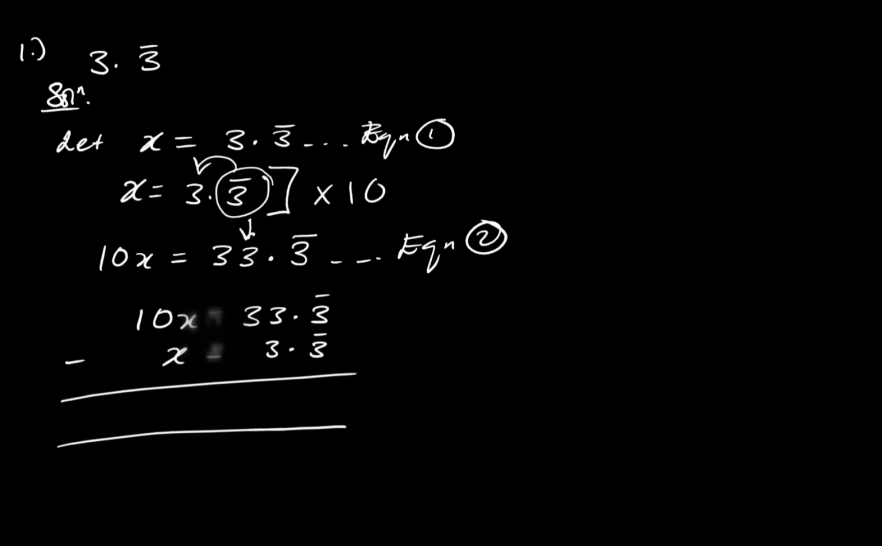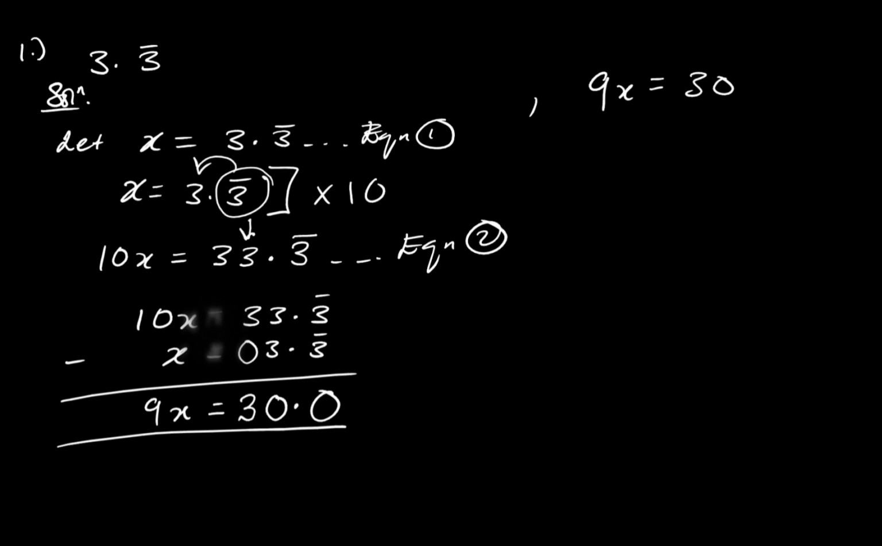So 10x minus x will give you 9x being equal to 3 bar minus 3 bar, this portion will give you 0. Then 33 minus 3 is 30. So you have 30.0. Now, once you have 9x being equal to 30, all you have to do is solve the equation. Solve for x.